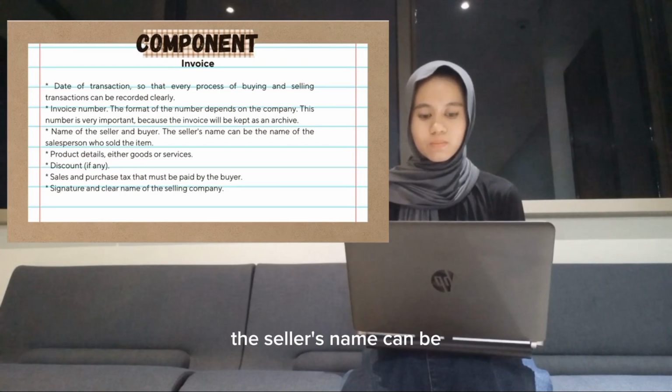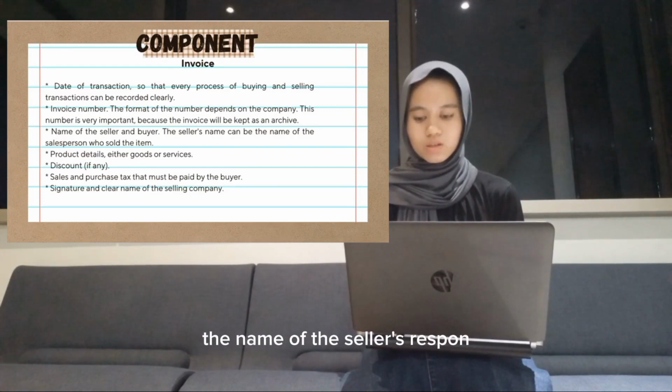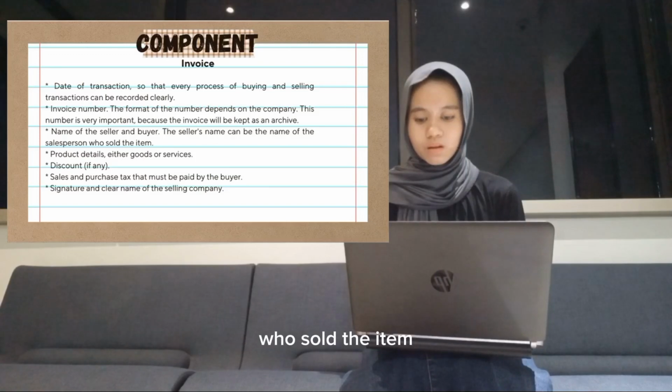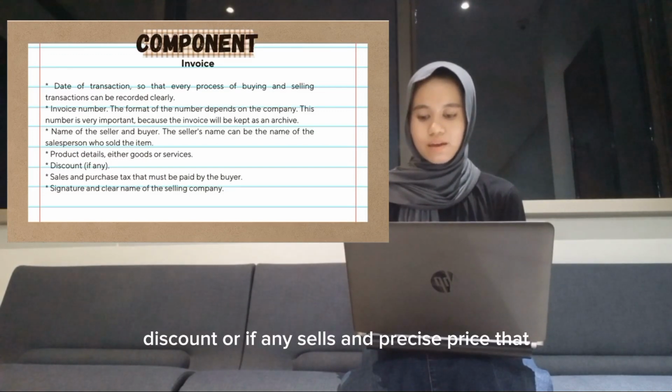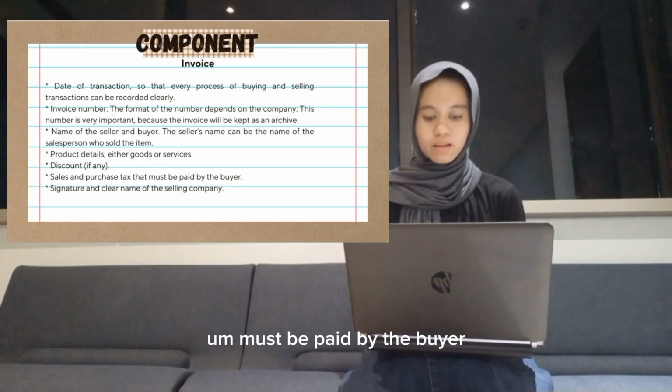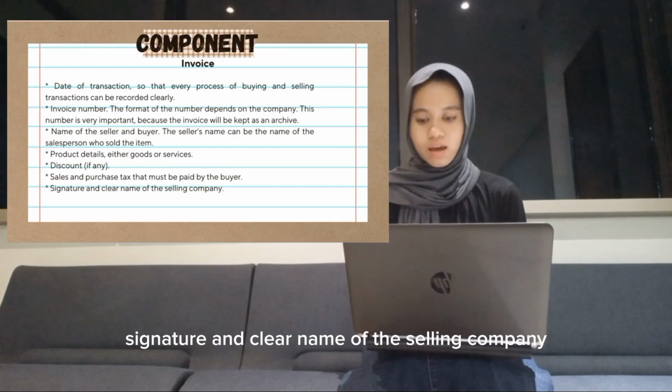The seller's name can be the name of the sales representative who sold the item. Product details, either goods or service. Discount, if any, and sales and purchase tax that must be paid by the buyer. Signature and clear name of the selling company.